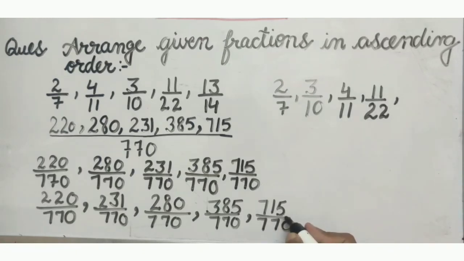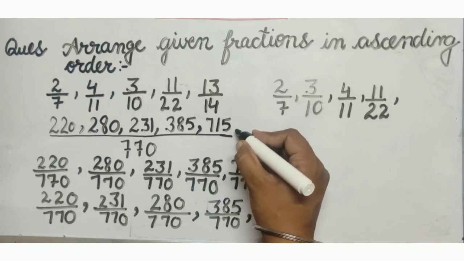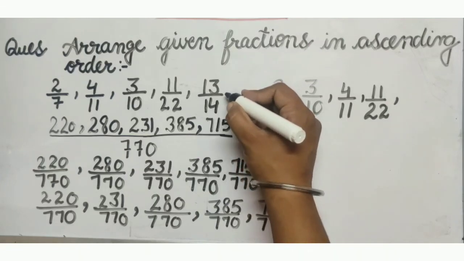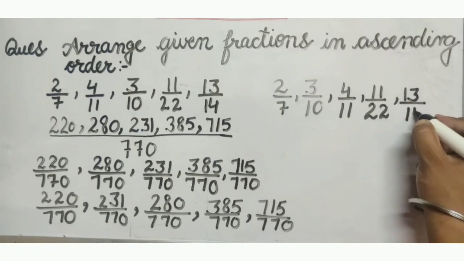Now 715 by 770 is the largest fraction. So we have to check the place of 715. 715 is at the last place. So we will take the last fraction, that is 13 by 14.